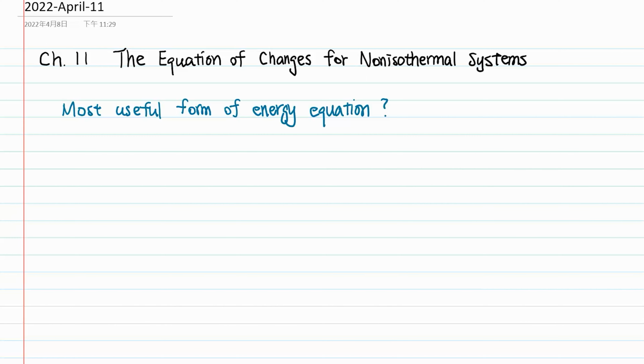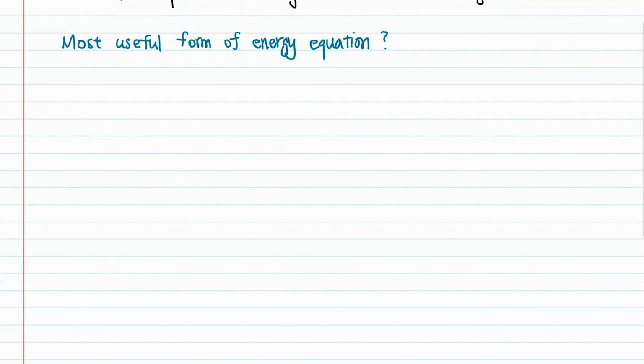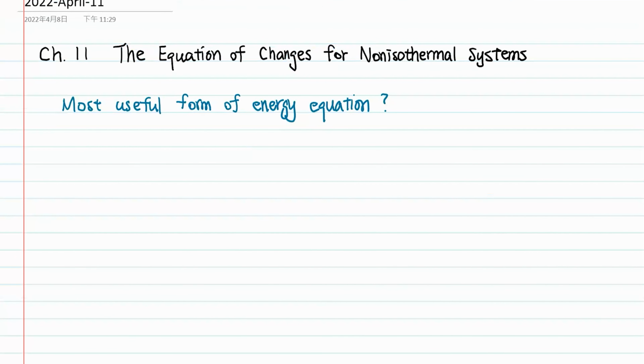So to answer this question, what would be the most useful form of energy equation, we can simply think that we should try to get an equation in which temperature appears. So the short answer is that we want an energy equation of which temperature appears.